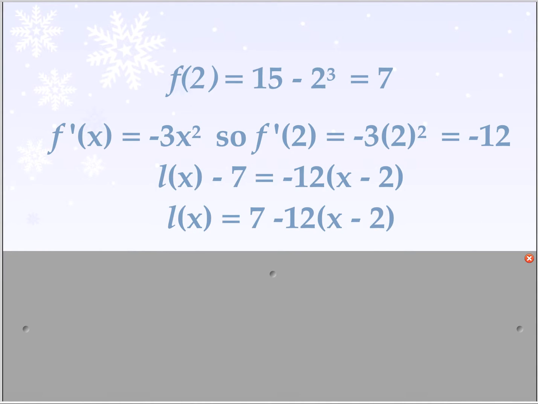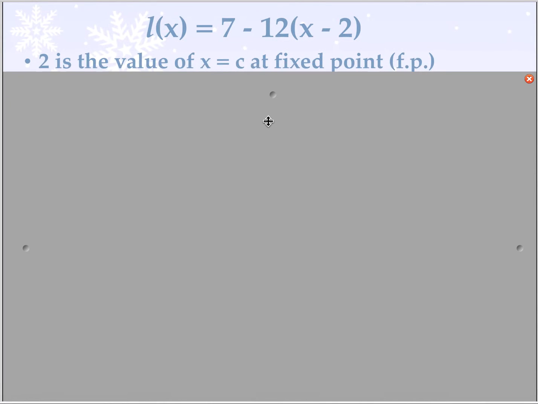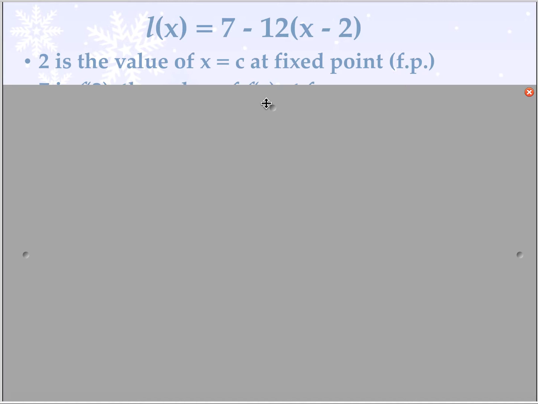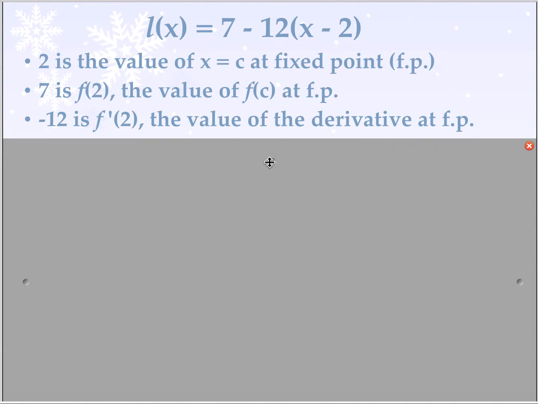But before we do that, I want to break down this linear equation into different parts, and there's going to be some new vocabulary here. The first thing, which isn't new, is that 2 is the value of x equals c. We call that the fixed point. That's the point that has the tangent line attached to it. 7 is f of 2, that's f of c at the fixed point. That's just the y value at that x value. Negative 12 is f prime of 2, the value of the derivative at the fixed point. So notice all of these things revolve around the x value of 2.